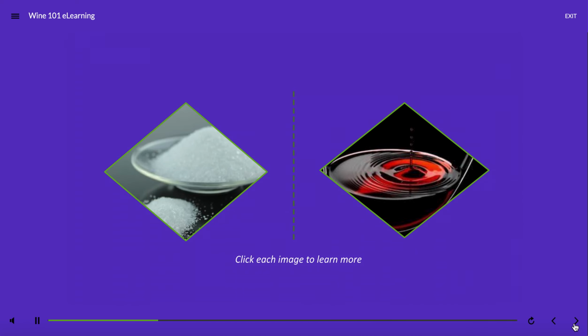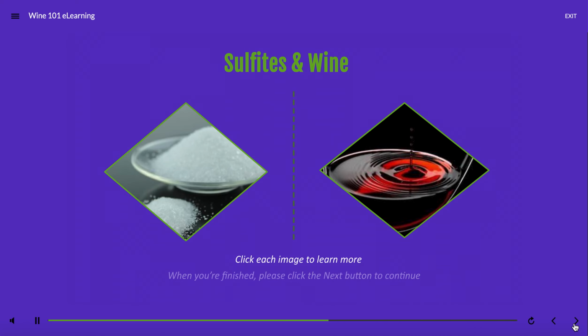Click each image to learn more about sulfites and wine. When you're finished, please click the next button to continue.